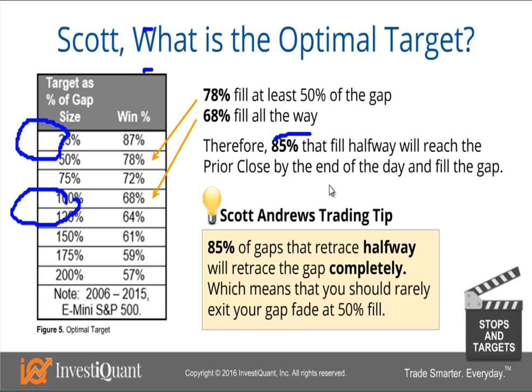For me, I use 40% of the 5-day average true range. And if it's anything more than that, then I start thinking about possibly going for half gap fill.